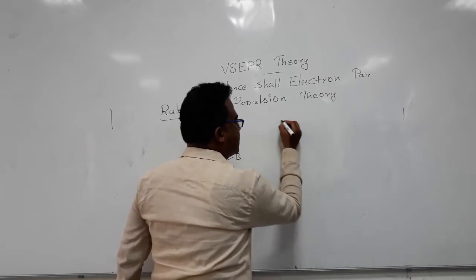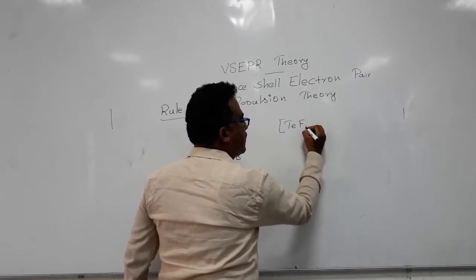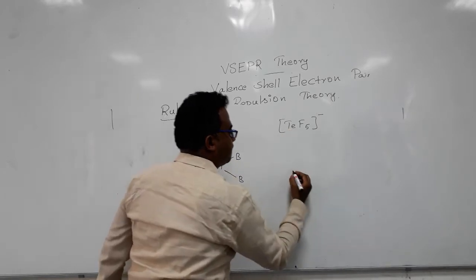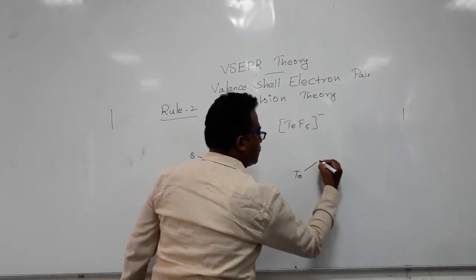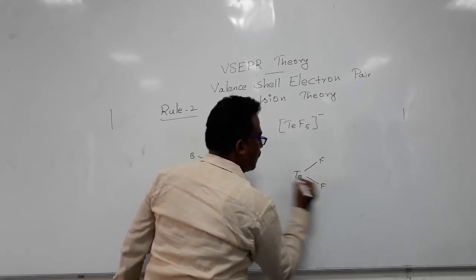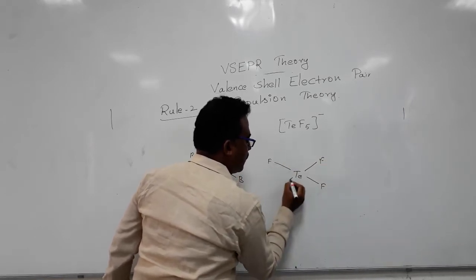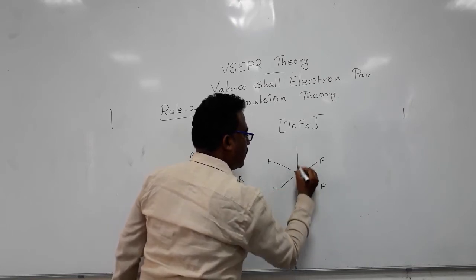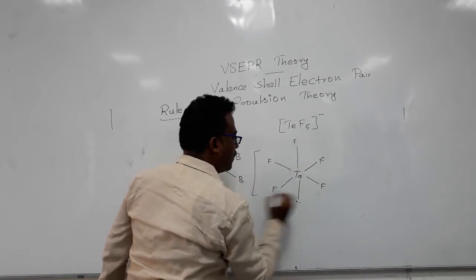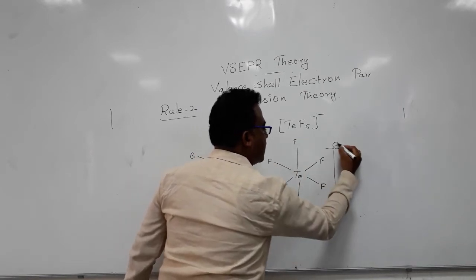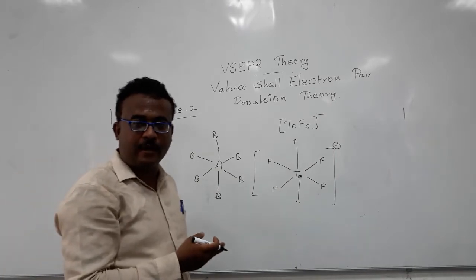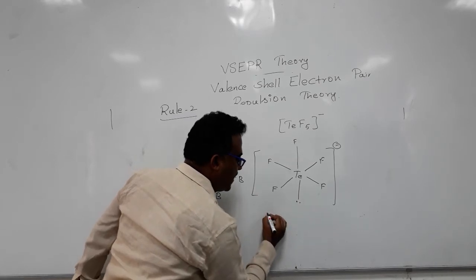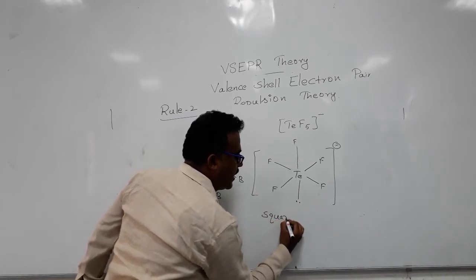An example for such a complex is TeF5 minus. The molecule again has octahedral geometry, but if we exclude the lone pair of electrons, the shape of the molecule is called square pyramidal.